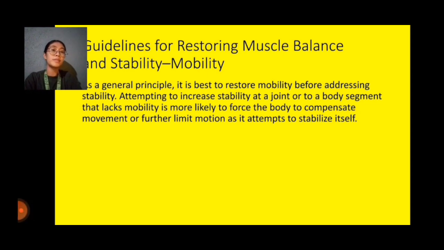As a general principle, it is best to restore mobility before addressing stability. Attempting to increase stability at a joint or body segment that lacks mobility is more likely to force the body to compensate with movement or further limit motion as it attempts to stabilize itself.